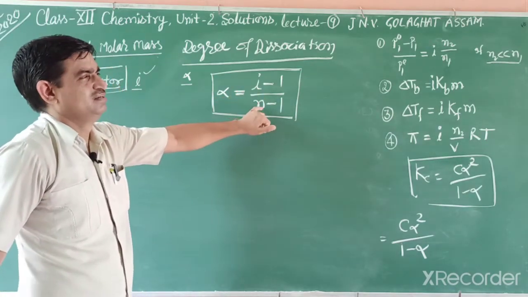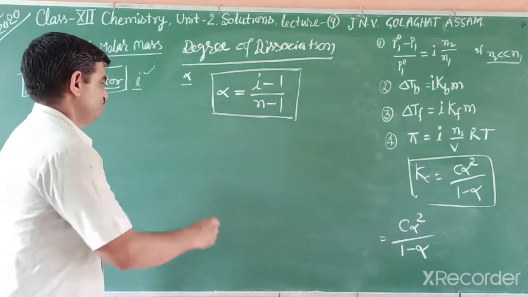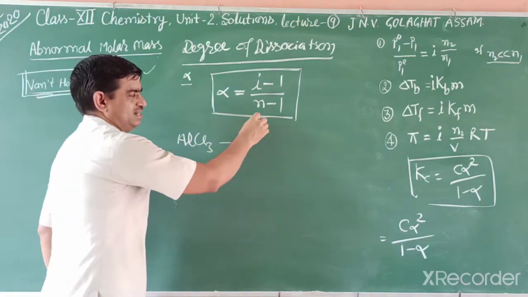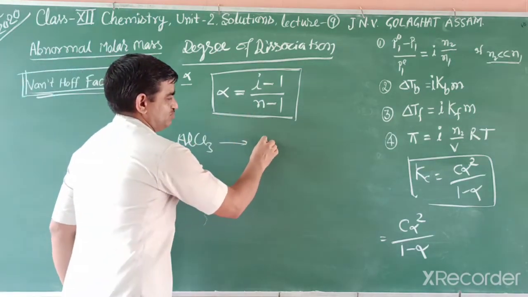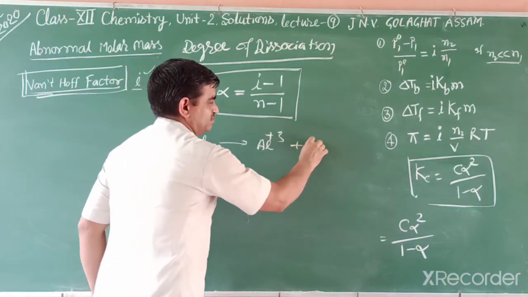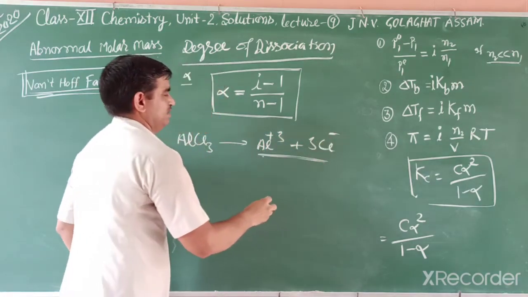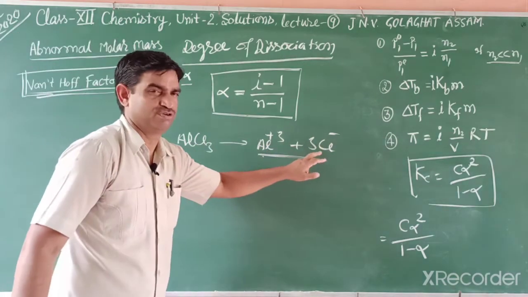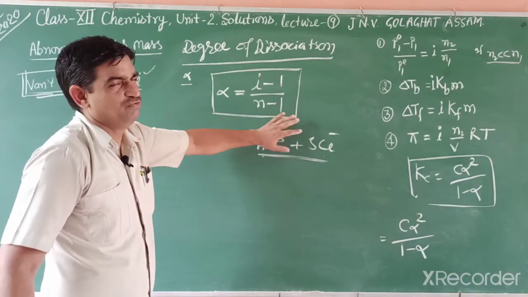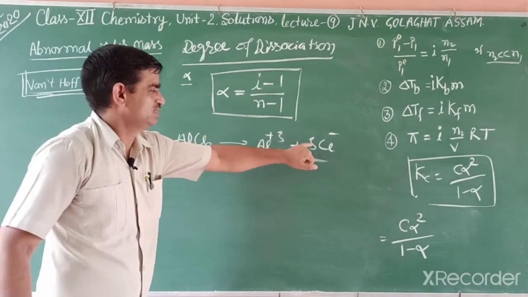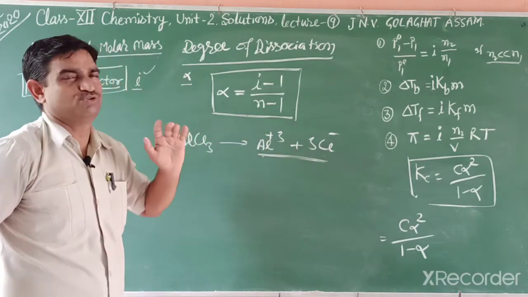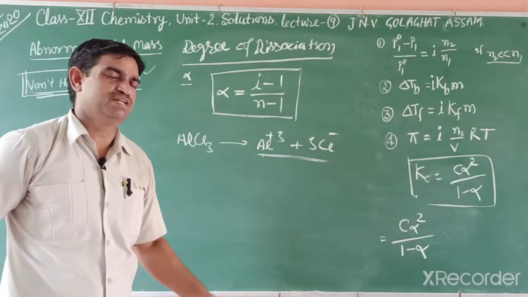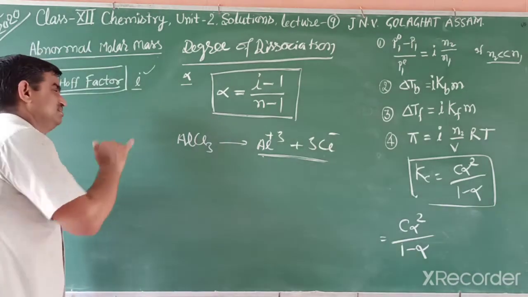What do you mean by n? n means the number of particles after dissociation. For example, aluminum chloride. In aluminum chloride, what is the n value? It dissociates into an aluminum ion and 3 chloride ions. So its n value is the total number of particles after dissociation, 3 plus 1, that is 4. If it is sodium chloride, this value is 2. So by that formula you can identify any numerical easily. You can learn this formula.